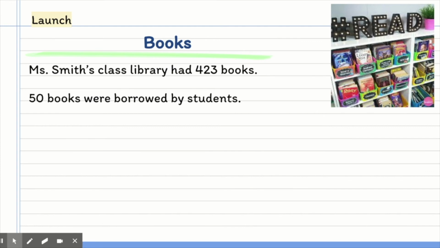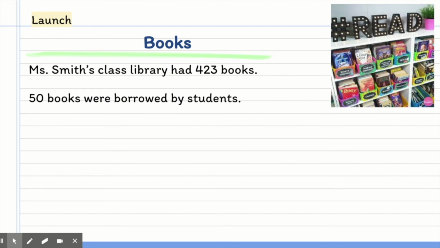Second, we'll pull out the quantities and the units. The quantities are the numbers. The units are what's connected to those numbers. So the quantity, 423, the units are books. In the second sentence, 50 books, the 50 are the quantities and the books are the units. So third read, we'll read through it and we'll pick possibly a question that we could answer. Miss Smith's class library had 423 books. 50 books were borrowed by students. So a possible question could be, how many books are left if the 50 books are borrowed?